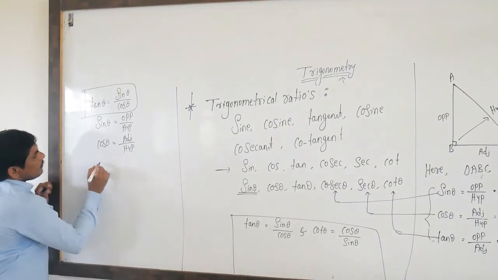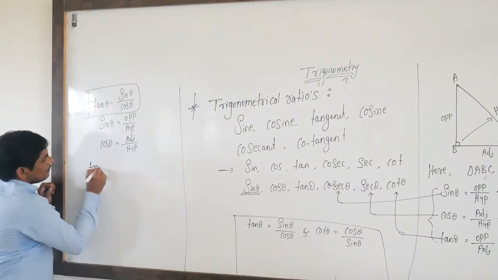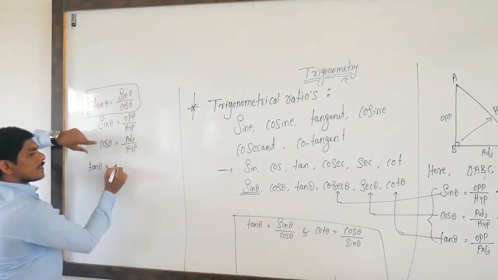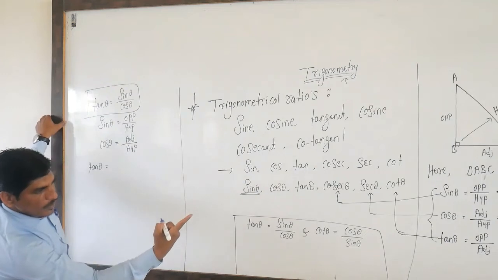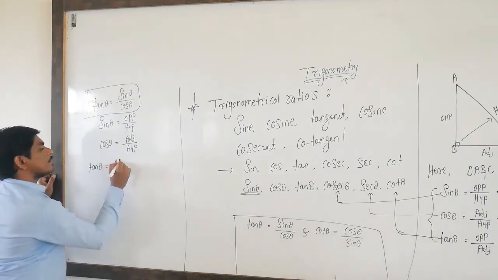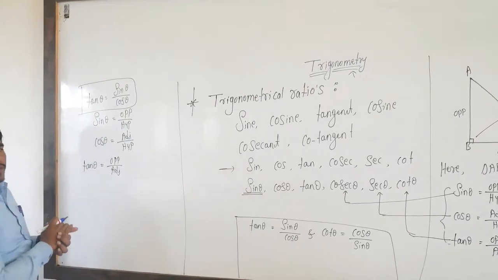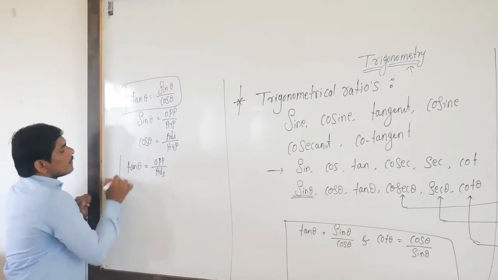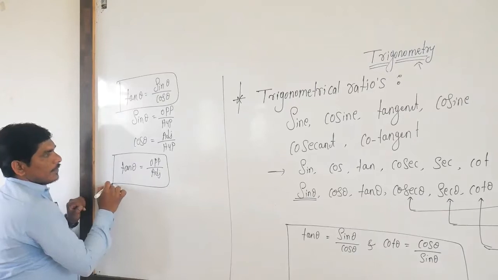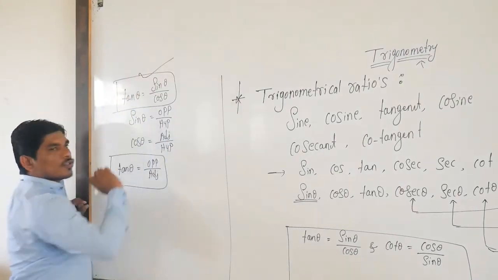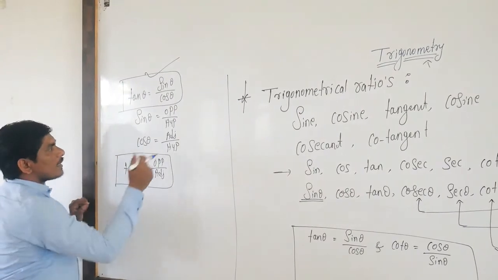Here tan theta is equal to, now tan theta is equal to what? The tan theta is equal to opposite by adjacent. These are the definitions of the trigonometrical ratios. This is the LHS result. Now this result is equal to the RHS result, so it is true. Now this identity is true, otherwise it's not true. Here you check it.